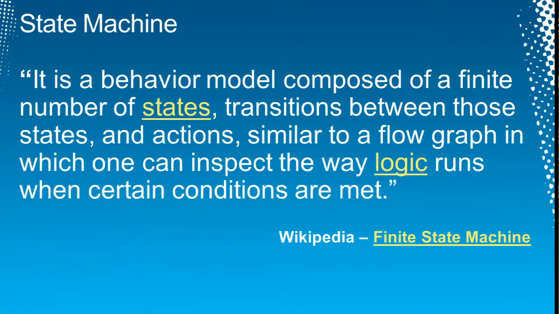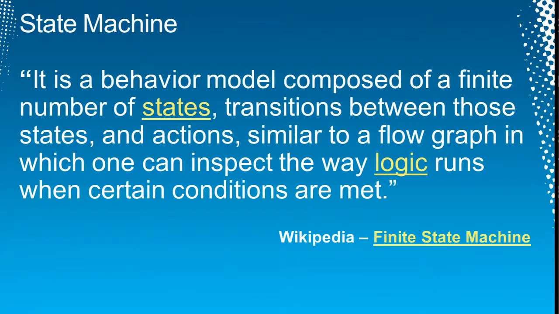All right. So this is what Wikipedia says about state machines. And I thought it was okay. It's a behavior model. I like that. It's a model of behavior that you want your program to have, and it's composed of a finite number of states and transitions between the states and actions. Okay, let's just leave it at that.